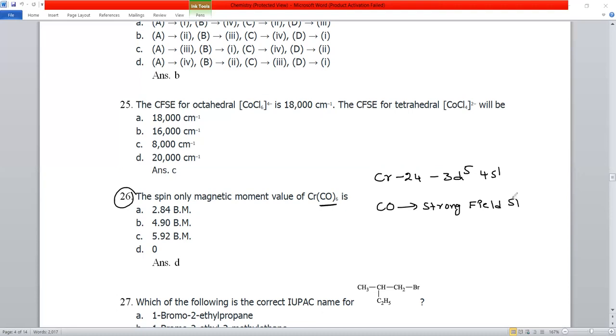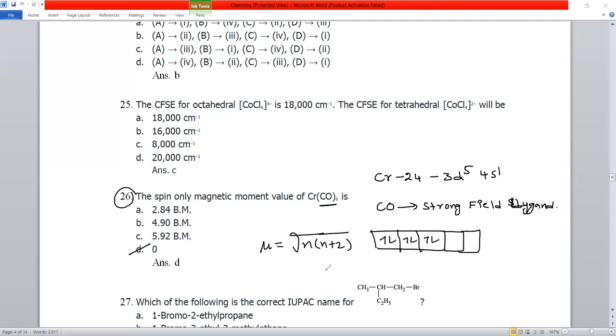Just now we have seen strong field ligand means electrons will be paired. Pairing is taking place. So totally how many electrons do we have here? 6 electrons in the valence shell. So 1, 2, 3, 4, 5, 6. So the number of unpaired electrons is 0. 0 unpaired electrons means magnetic moment should be 0. Mu calculation, root n into n plus 2 is the formula to calculate magnetic moment. n is the number of unpaired electrons. So here n value is 0, mu is 0. Why? Because it is a diamagnetic complex.